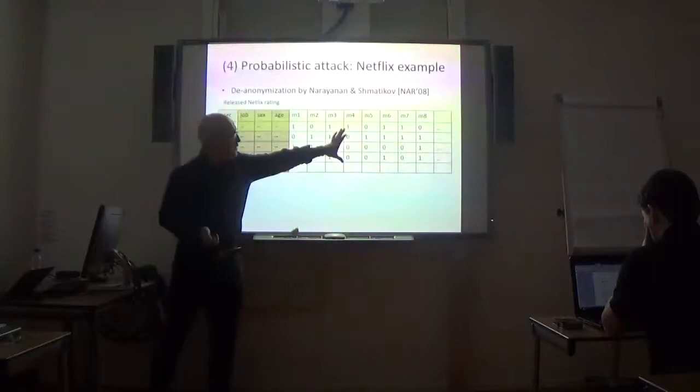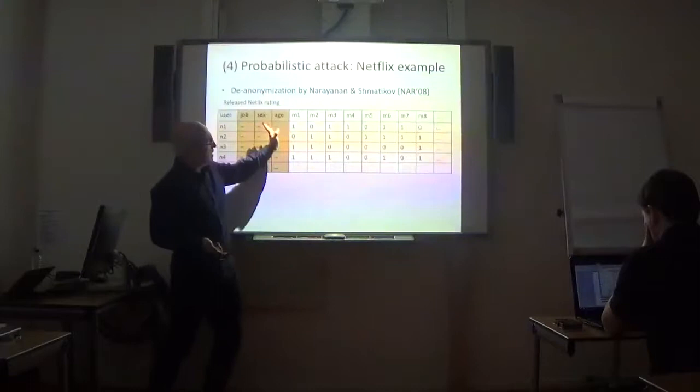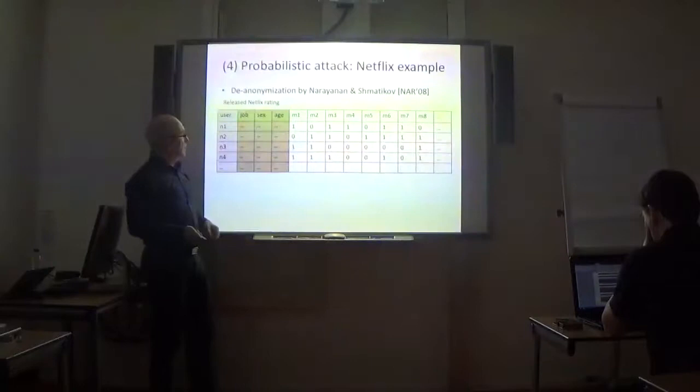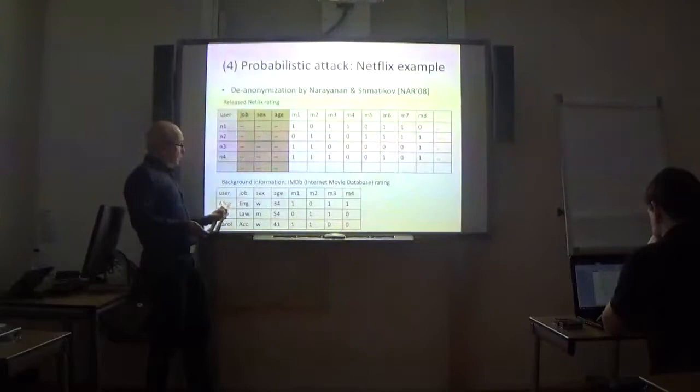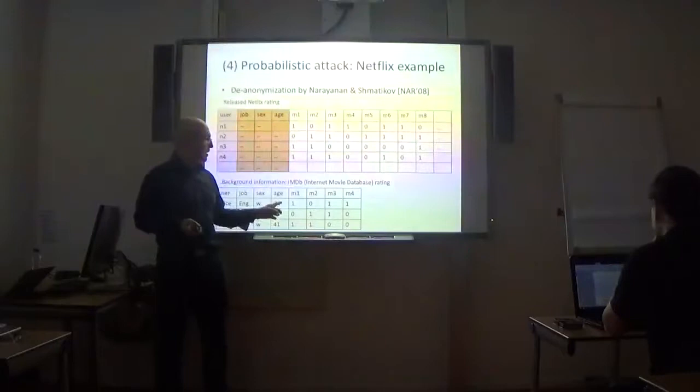So you see that they removed the name and also demographic information, and there is the movie 1 like, dislike, etc. So this is person 1. But on the internet, at the time, there was the IMDb database, the Internet Movie Database. People also voluntarily put their names with some movies that they like, very highly sophisticated movies. I like this movie, I don't like this movie, etc.